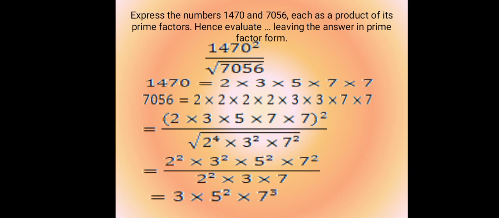Now the denominator, we have 2 four times, so it is just 2 to the power of 4, and we have 3 two times, which is 3 squared, and we have 7 two times, which is 7 squared. If you are finding the square root of a number that has powers, you just divide the power by 2. So if you divide the power by 2, 2 to the fourth becomes 2 squared, 3 squared becomes 3, 7 squared becomes 7.